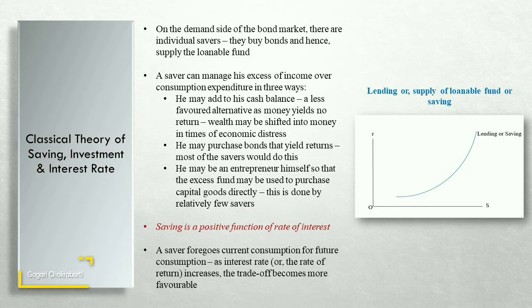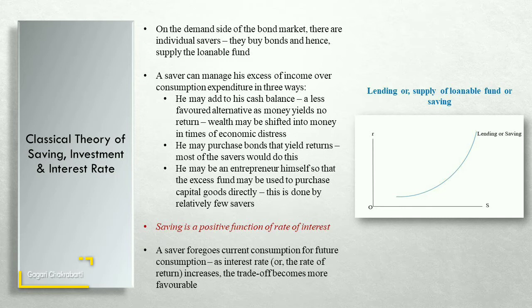Now, the classicals pointed out that wealth may be shifted into money, particularly during the times of economic distress, or if people anticipate that there will be some economic distress coming in future. However, this is a purely temporary phenomenon. Therefore, in the classical model, most of the savers will purchase bonds, which is an alternative place of investment that will be yielding returns. Thirdly, the individual may be an entrepreneur himself so that the excess fund may be used to purchase capital goods directly.